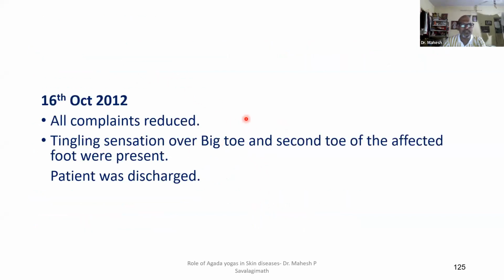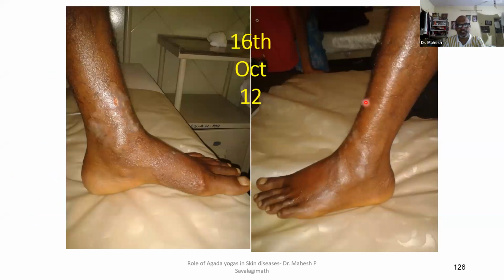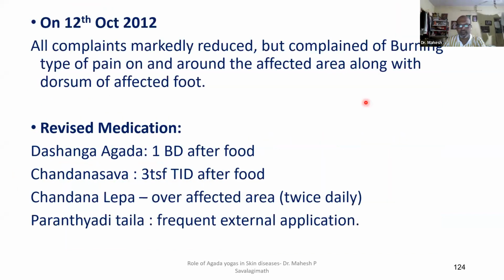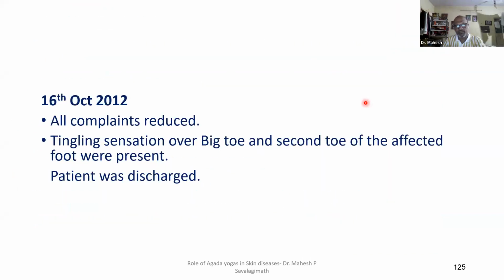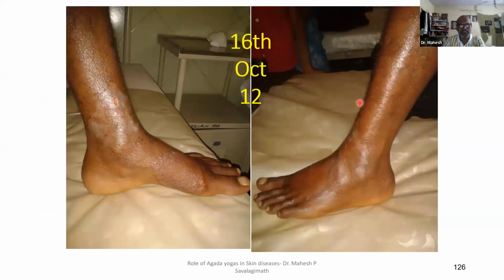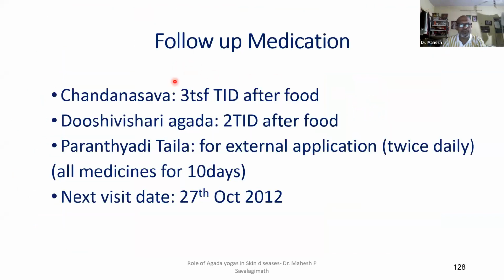On the 16th, all complaints reduced. He had tingling sensation over the big toe and second toe of the affected foot, and the patient was discharged. This is the presentation on the 16th. We started the treatment on 2nd October. Admitted on 5th October. On 2nd October, we started the treatment. Right, this is the outcome. The follow-up medicine was Chandana Sav, Dushivisha, Paranthadi Taila for external application, and all medicines were given for 10 days.